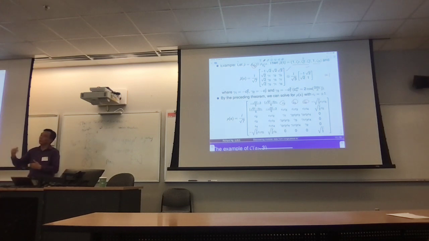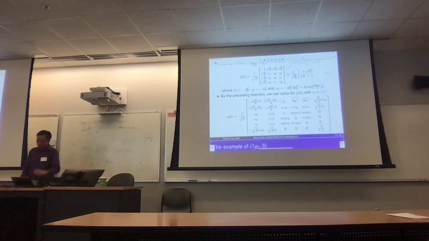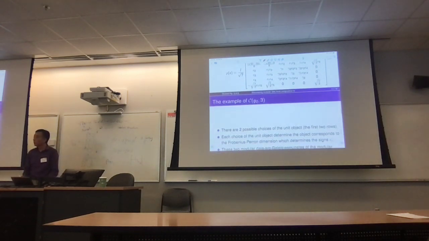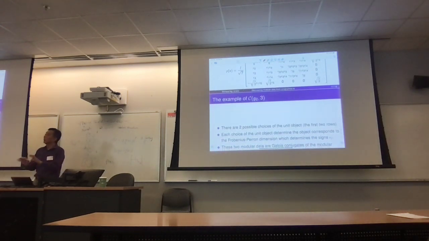This row could be overlapped with the unit object, but it could also be separate. Because they have two rows where all the entries are non-zero, these are the only possible unit rows, and then I can use it. I can pick any one to be the unit row. This is the way you get more than one modular data. I choose a different unit row, I get different modular data. So I get two of them. I get two modular data. So now it can be completely solved.